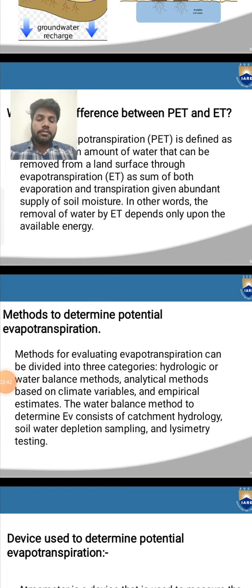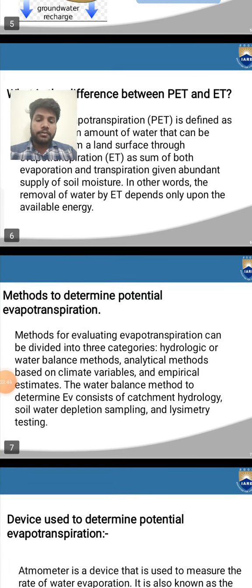Methods to determine evapotranspiration. Methods for evaluating evapotranspiration can be divided into three categories: hydrologic or water balance method, analytical methods based on climate variables, and empirical estimates. The water balance method to determine evaporation consists of catchment hydrology, soil water depletion sampling, and lysimetry testing.